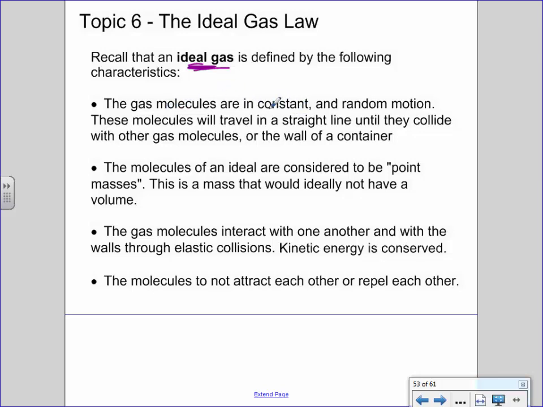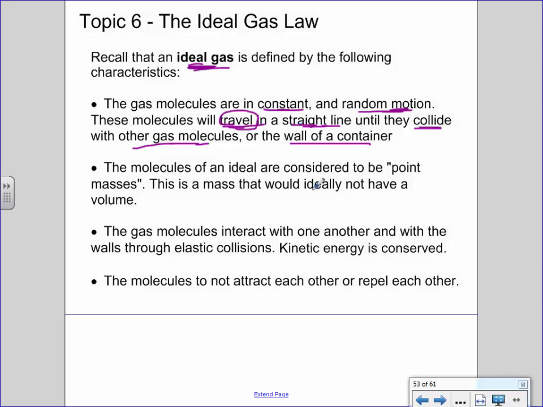They should always be in constant and random motion. They should always travel in straight lines, and then they collide with other gas molecules or a wall of a container. When would a gas particle struggle to do this? Low temperature. Because would they be in constant motion if they were at minus 273? I mean, they might not even move at all at that point. Also, if you had super high pressure, would they be able to travel if you had that much pressure inside a canister? Well, no. Particles wouldn't be able to move. They'd be like sardines all trapped together, right?